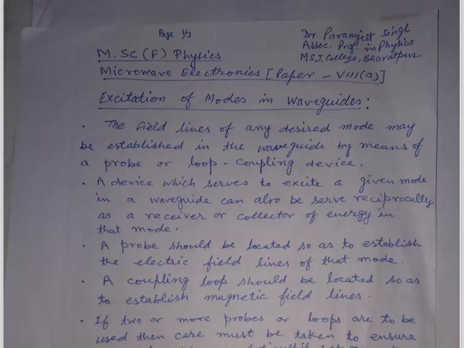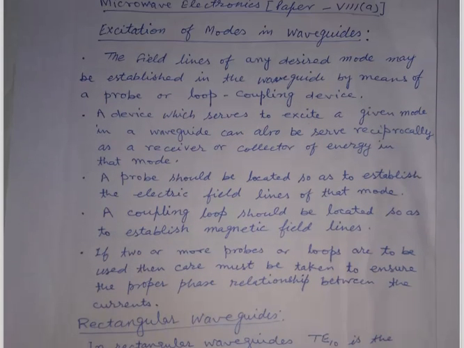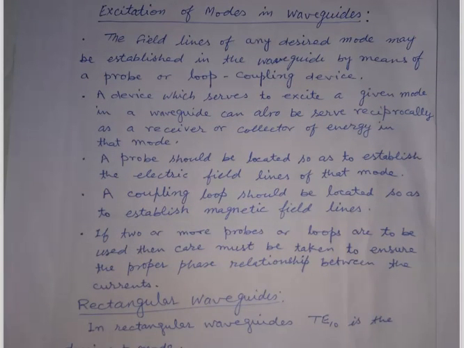So there are basically three methods for the excitation of modes. Number one is called the probe coupling method. Number two is called the loop coupling method, and the third one is the aperture coupling method. The first two methods, that is the probe coupling and the loop coupling, are widely used for the excitation of various modes in rectangular waveguides.